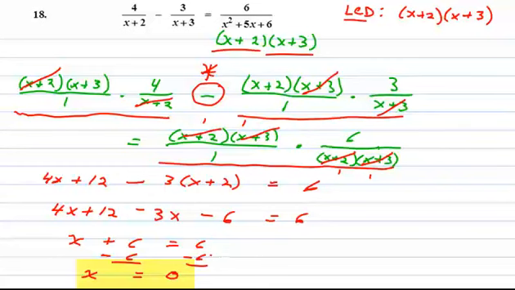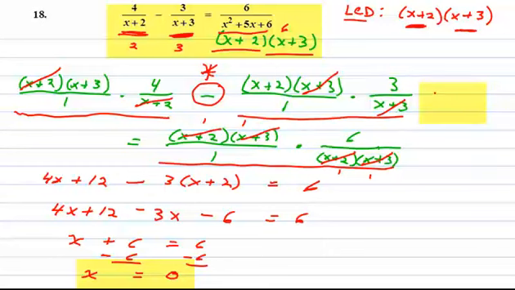Because we need to check the solution. Let's go back to the original equation. If we put 0 in for x, this denominator will be 2. That's fine. If we put 0 in for x here, this denominator will be 3, and that's fine. If we put 0 in for x here, we get 0 plus 0 plus 6, so this denominator will just be 6. Or we could have tested it in the LCD. The 0 might make either factor equal to 0, and it doesn't.